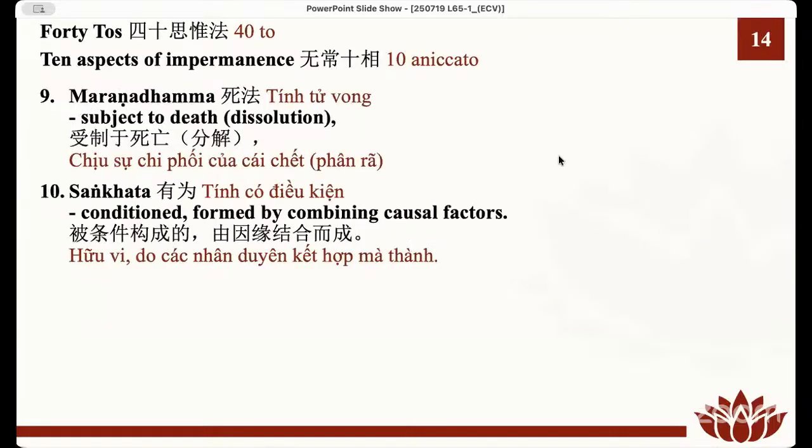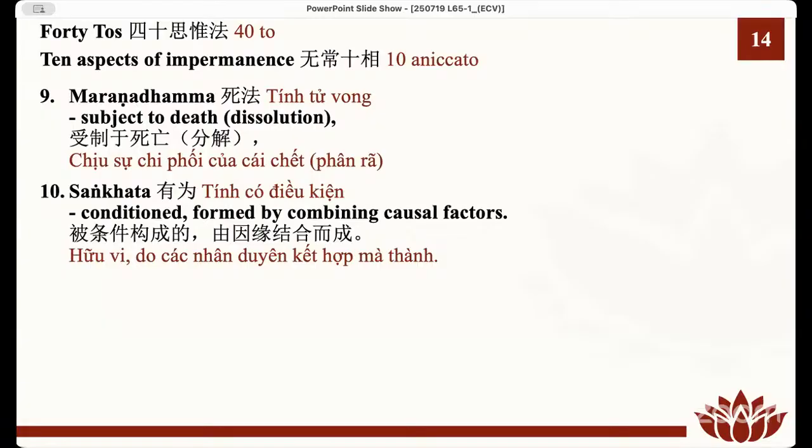Then we also have the next one, marana dhamma, subject to death. We can also say dissolution. So that one's very clear, only passing away or cessation. We don't need to talk about it too much, right? We have already mentioned marana dhamma many times before.